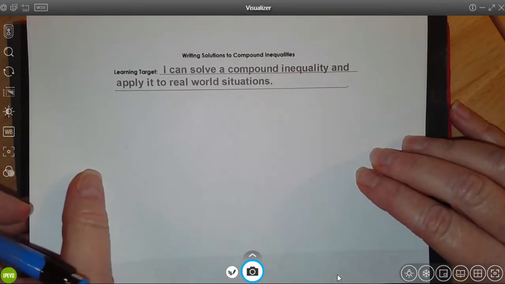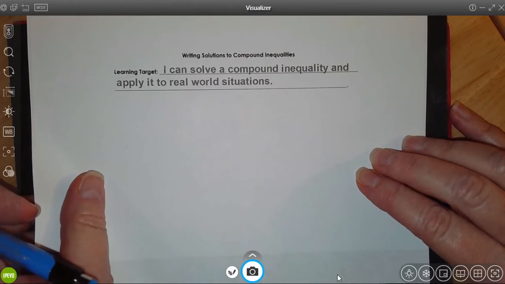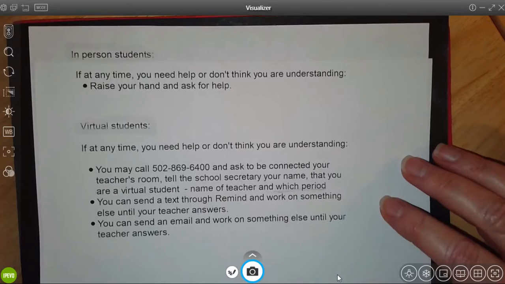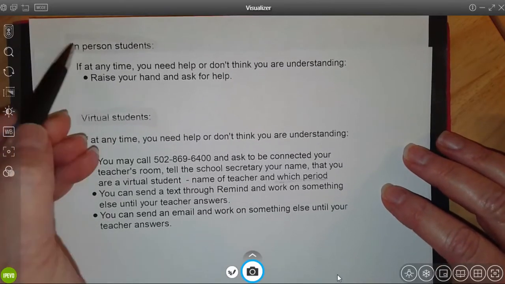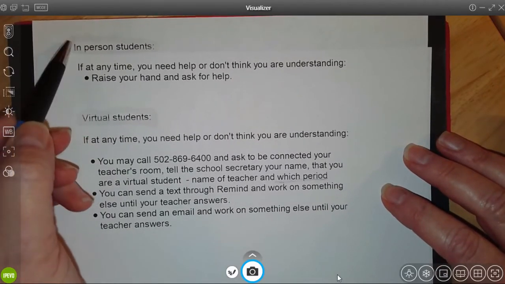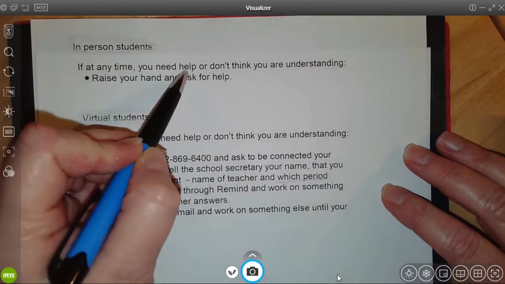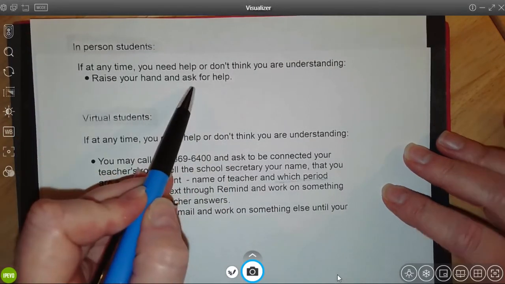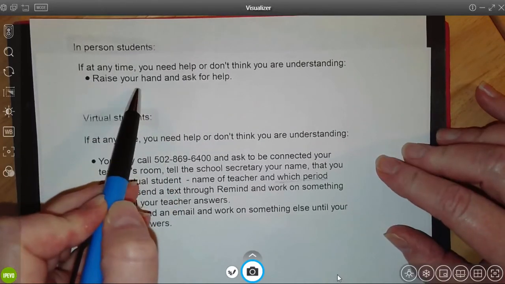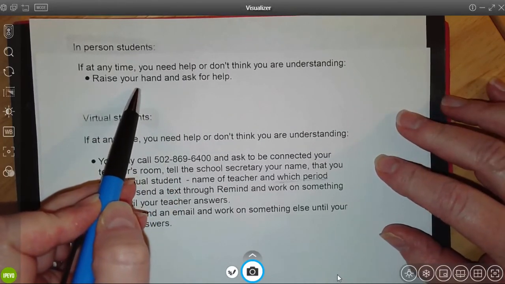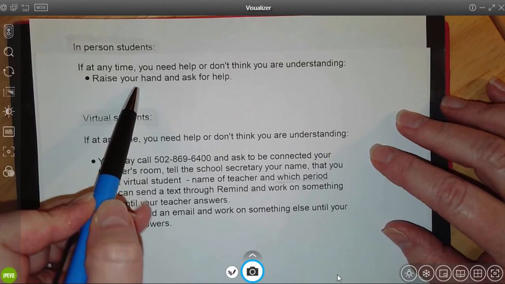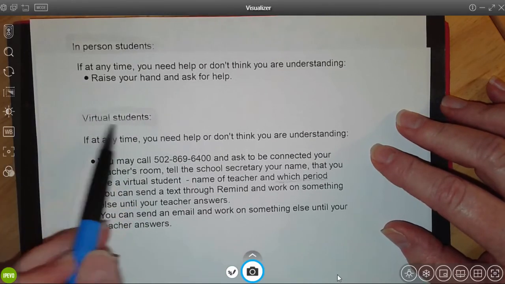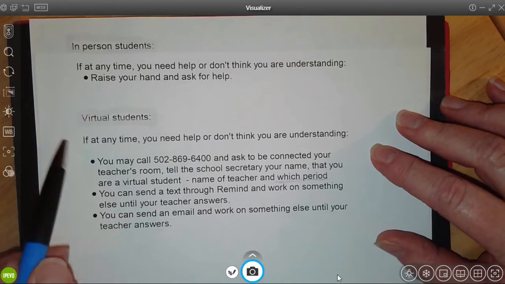Now, before I spend too much time getting into compound inequalities, I want to spend a little bit of time on this idea. If you're an in-person student and anytime you need help or you don't think you're understanding, raise your hand and ask for help. You have one or two teachers in the room who are willing to come and take care of any misunderstandings that you may have. If you are a virtual student, you have slightly different options.